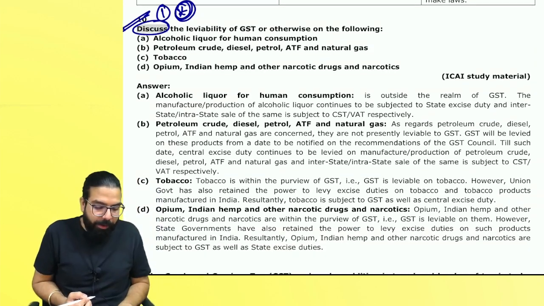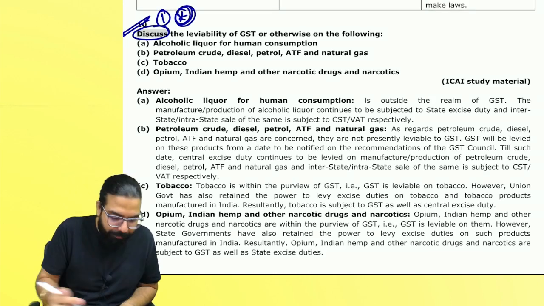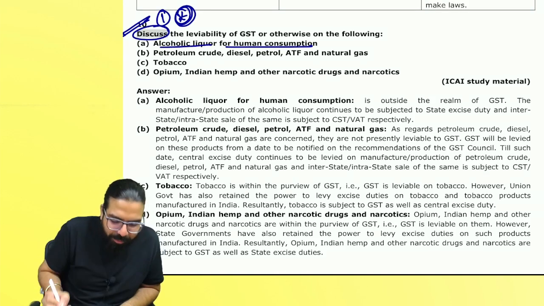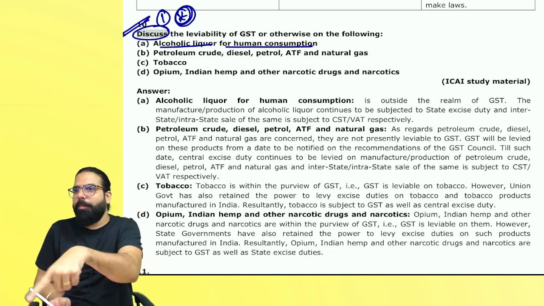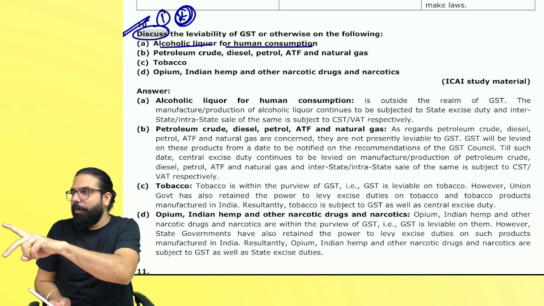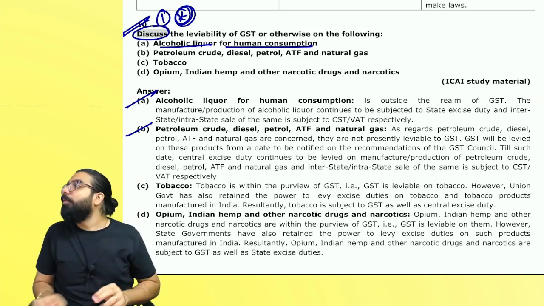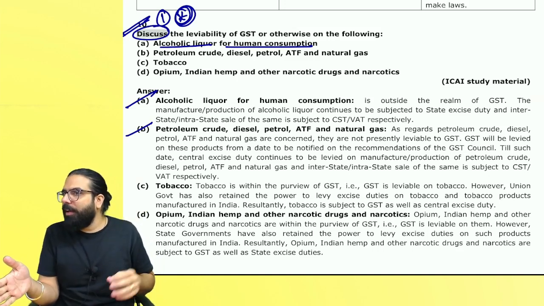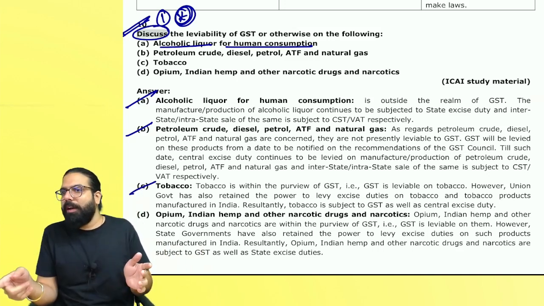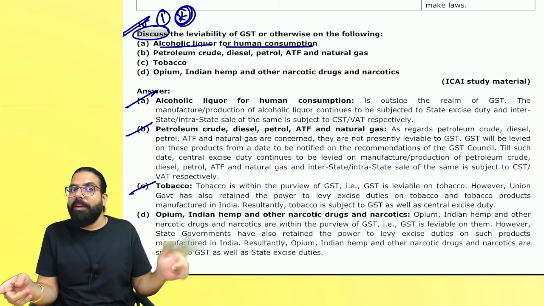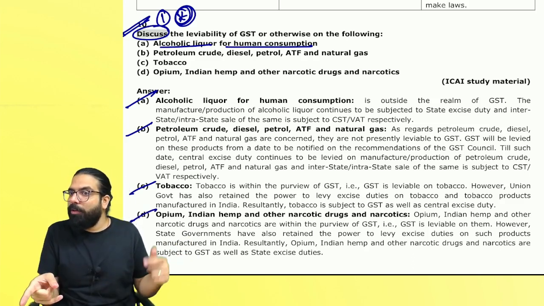This you mark it. One day in my heart, I know it will come. Till now, it has not come, but it will come. Alcoholic liquor for human consumption. Tell me. Manufacturing, state government charges state excise duty, selling pe VAT or CST. Second, petroleum, petrol, central government, central excise duty, selling pe VAT or CST. Tobacco, central excise duty and GST. Correct? Last, narcotics, drugs, etc. State excise duty and GST.